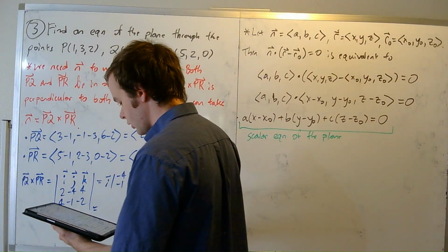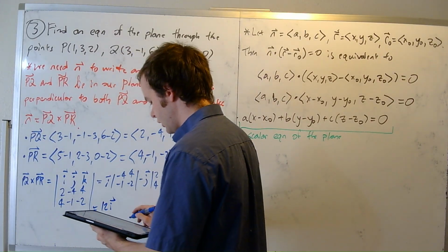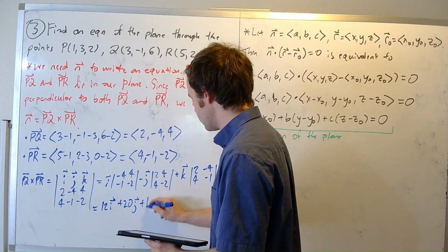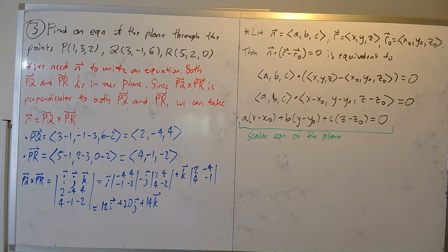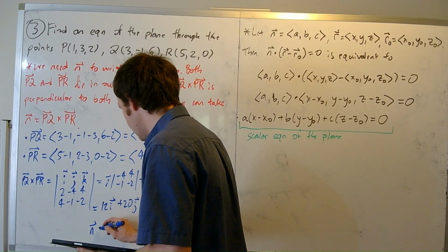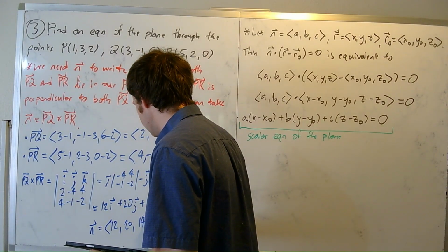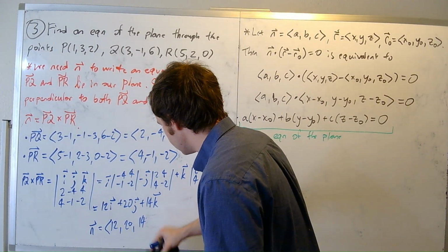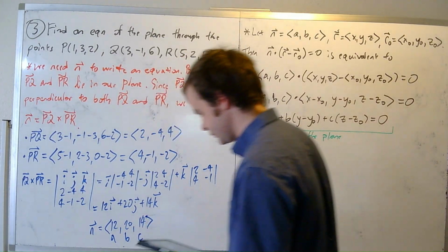Okay, so if we do all of that, we're going to end up getting 12 times I. You can check my work here. We're going to get 12 times I plus 20 times J plus 14 times K. Okay, so that's going to be our answer there. And now we can just write that in vector form. So we're going to get that n equals 12, 20, and 14. Okay, so those are the coordinates of n. So these are A, B, and C.